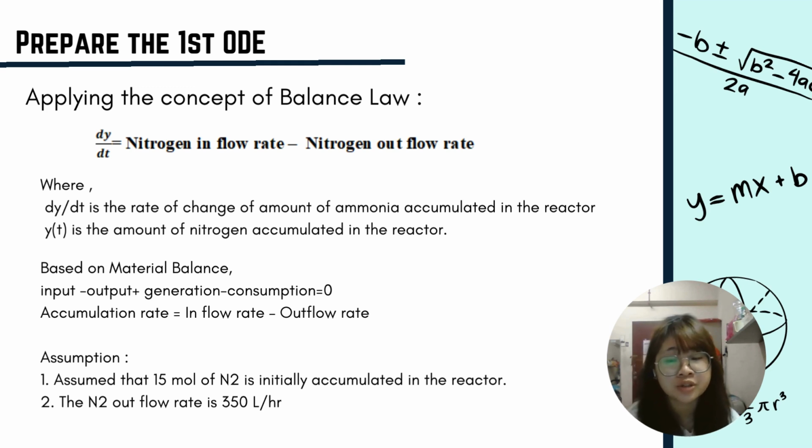Based on the material balance, the equation that we use is input minus output plus generation minus consumption equal to 0. So in this context, we know that accumulation rate is equal to inflow rate minus outflow rate. Two assumptions have been made: 15 mole of nitrogen is initially accumulated in the reactor, and the nitrogen outflow rate is 350 liters per hour.